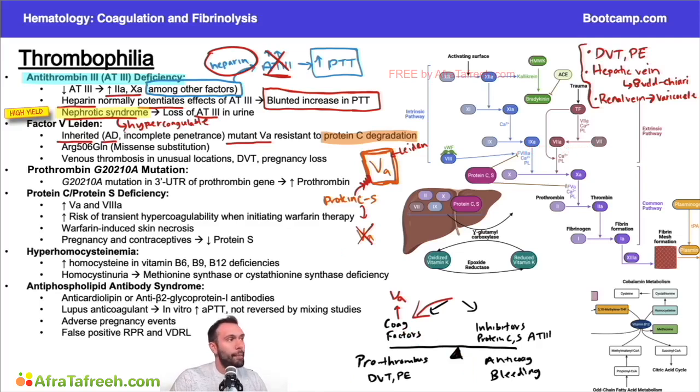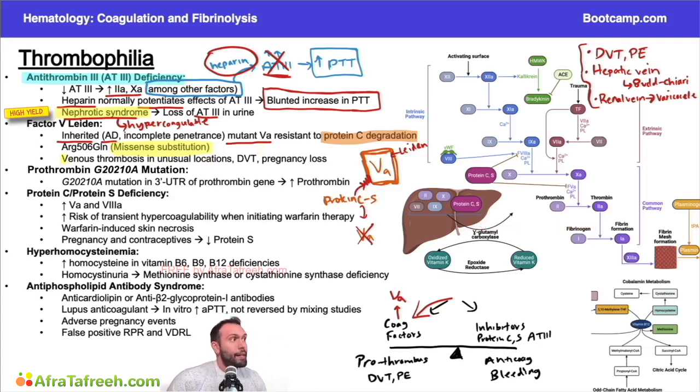Now, why does this even happen to begin with? Technically, this is a single nucleotide polymorphism. That change then changes the codon for the amino acid. It changes it from an arginine amino acid to a glutamine amino acid at position 506. How high yield is it to understand that? Not super high yield, but it's something I would keep in the wheelhouse if you can. The big thing, though, is just remember that this type of substitution is a missense mutation. It changed an arginine to a glutamine. So that's the missense: you're swapping different amino acids from a change of one nucleotide.